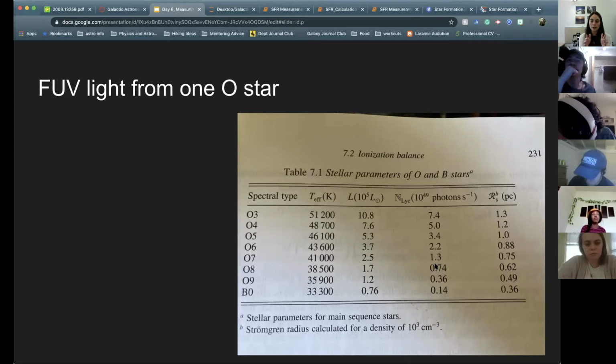Is there anything else we're going to need to know? So if we're forming O and B stars, what else are we forming?